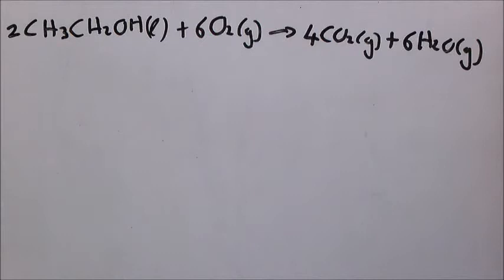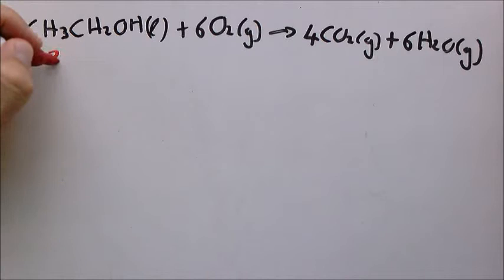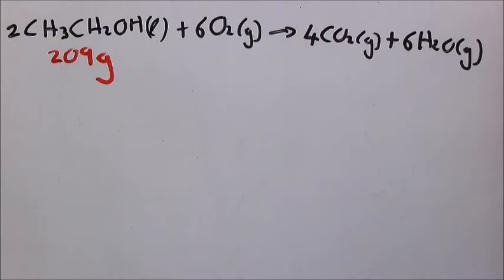Okay, now they tell us, if 209 grams of ethanol are used up in a combustion process, calculate the volume of oxygen used at standard temperature and pressure, and also the volume of gas released during combustion at standard temperature and pressure.